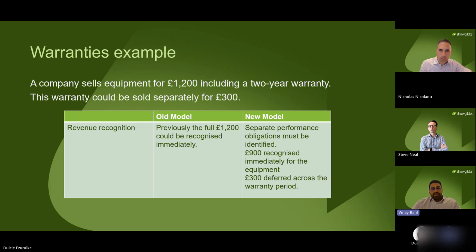And then an example for warranties. In this example, a company sells equipment for £1,200 and it includes a 2-year warranty. Assuming the warranty could be sold separately for £300, under the old model, £1,200 could be recognised in full immediately. However, following the new model, we have to split those into 2 performance obligations. Therefore, £900 is recognised initially, and then the £300 warranty would be deferred over the warranty period. So again, the same amount of revenue is recognised over the whole 2-year period, but it will impact revenue recognised in each financial year.